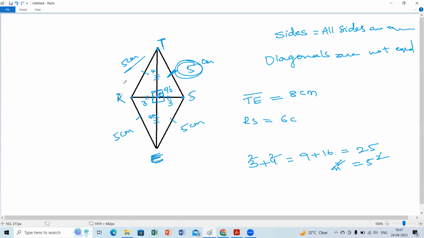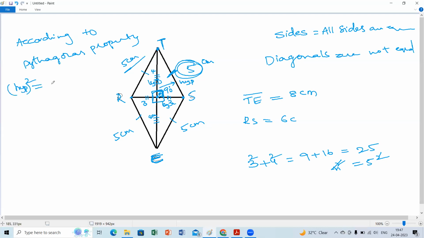Ma'am, can you explain the Pythagoras theorem? The Pythagoras theorem is applicable for right angle triangles. Opposite to the right angle, 90 degrees, is the hypotenuse. The other two sides you can take as leg 1 and leg 2. So according to the Pythagoras property, hypotenuse square is equal to leg 1 square plus leg 2 square.